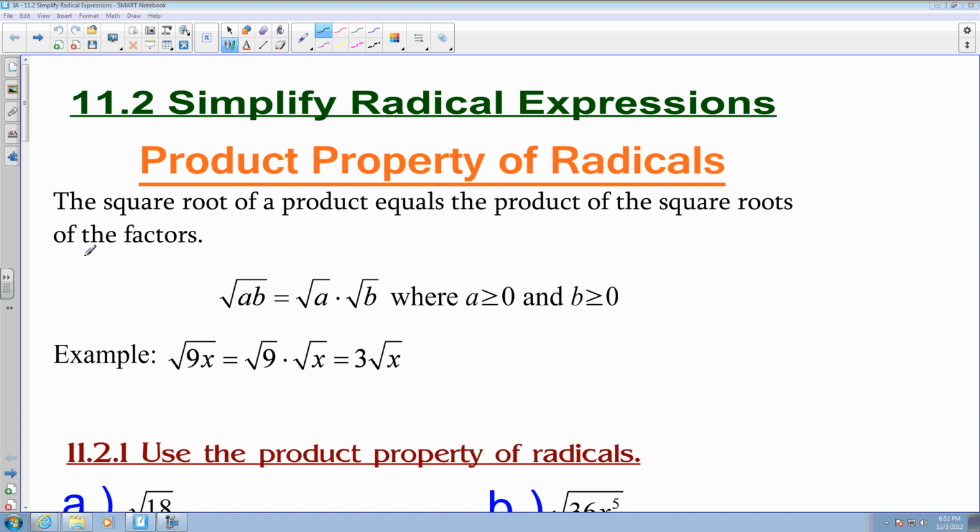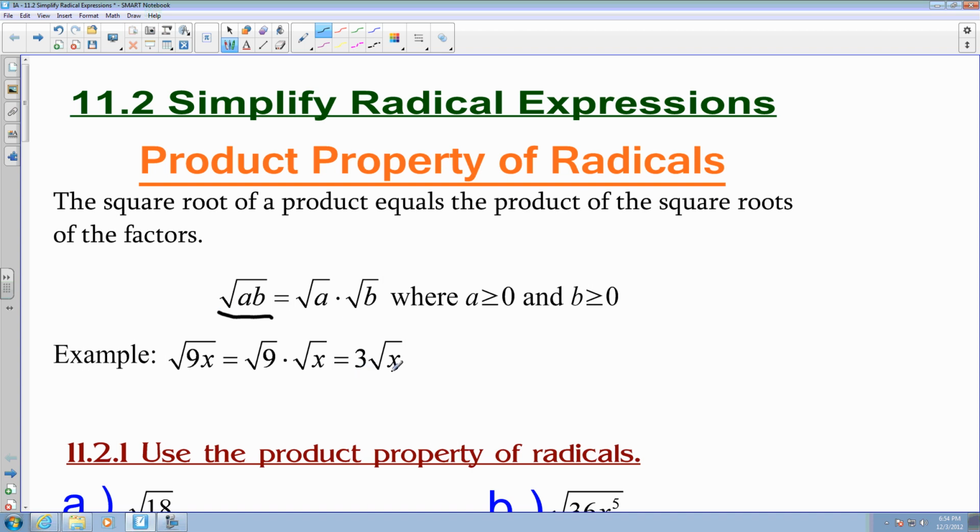Basically what that means is if you look at a general equation such as the square root of a times b, that also can be broken up into two different radicals, as in the square root of a times the square root of b. So for example, here we have the square root of 9x, that also equals the square root of 9 times the square root of x. And as we know, the square root of 9 is a perfect square, and that can be written as 3 times the square root of x.